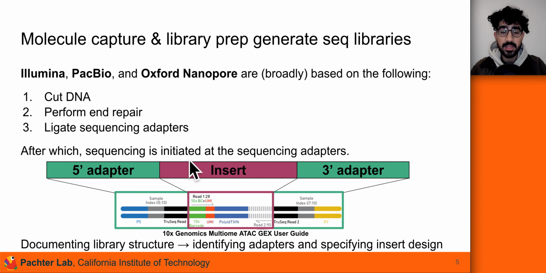So as I showed you on a previous slide, after physical isolation and molecular tagging, you get this kind of construct here. And just to map it to some real-world example, this is the library structure that 10x Genomics specifies for their multiome assay, but the RNA part of the multiome assay, where they have the 5' sequencing adapter on the left, the 3' sequencing adapter on the right, and then the custom insert that's designed by the assay, namely a cellular barcode, a molecular barcode, the UMI, and then poly-T stretch followed by sequencing reads that assay the cDNA. And so documenting library structure is identifying adapters and specifying the insert design.